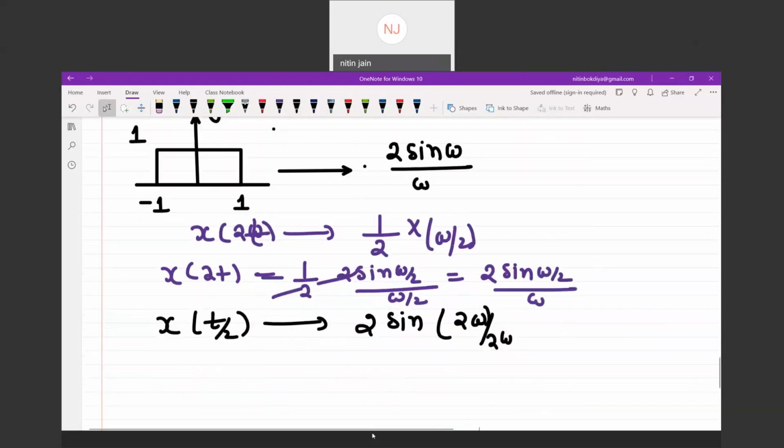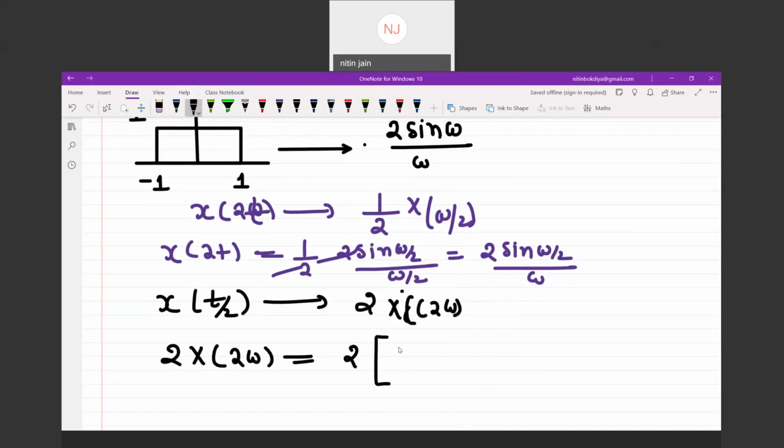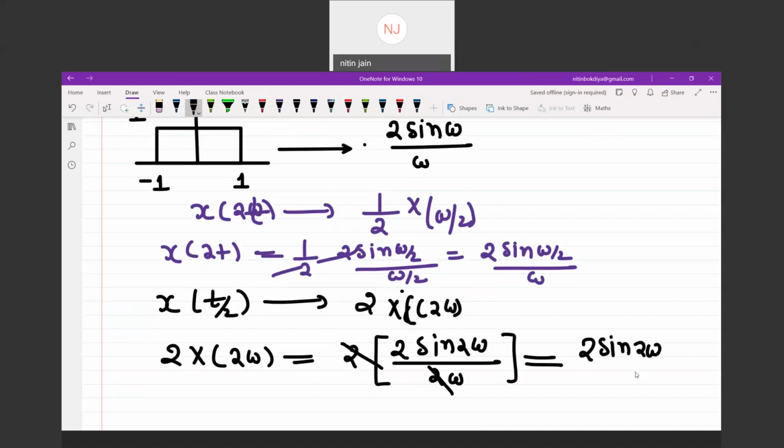So you can say 2 times x of 2 omega is equivalent to, this is multiplied by 2, and this is 2 sine of 2 omega divided by 2 omega. 2 and 2 cancel. You can say this is 2 sine of omega by omega.